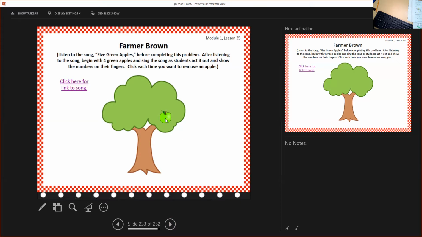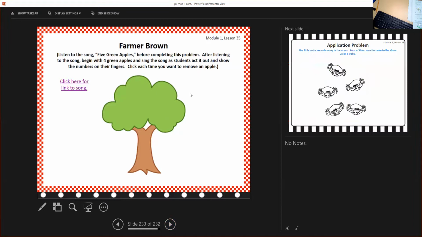Farmer Brown had 1 green apple hanging on a tree. Then he plucked 1 apple and he ate it hungrily, leaving no green apples hanging on a tree.